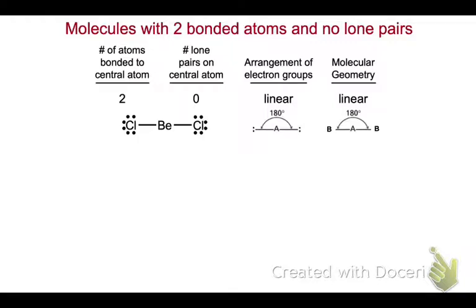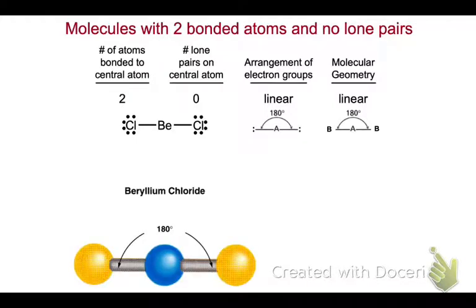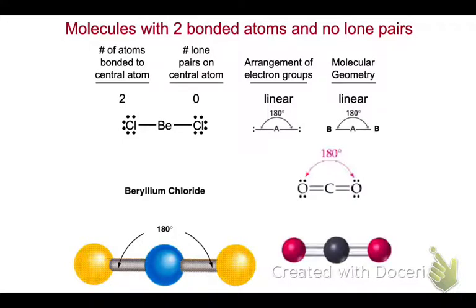So, take a note. If there are no lone pairs on the central atom, electronic and molecular geometry are the same. Here is the shape of beryllium chloride, and carbon dioxide also falls in this category. Look at the Lewis structure. You have two atoms around carbon, which means two electronic groups. They will be separated by 180 degrees. Electronic and molecular geometry is linear.